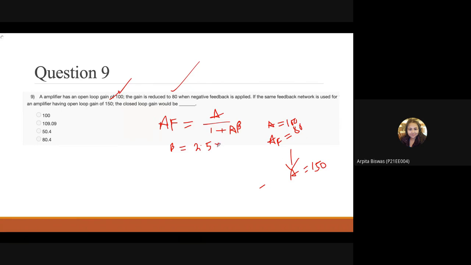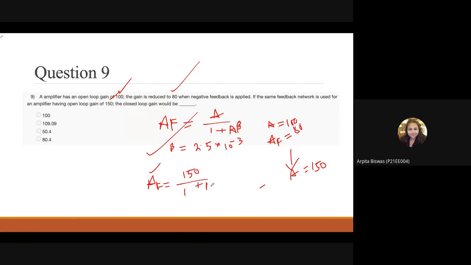Now you have to calculate the gain if the open loop gain is 150. Use the same equation, where you have already calculated the beta value. A is 150 and beta is already calculated. Now tell me what is the value of this A. This is 150. Option B, ma'am. Yes, option B is the right answer.